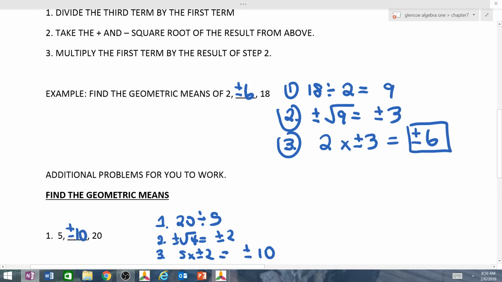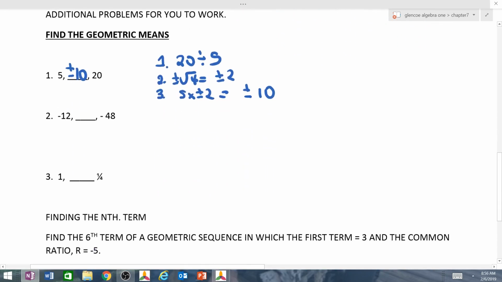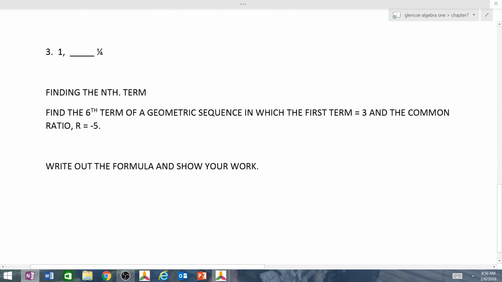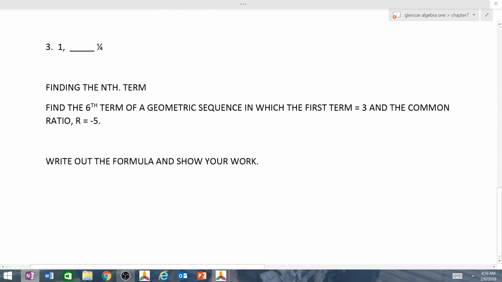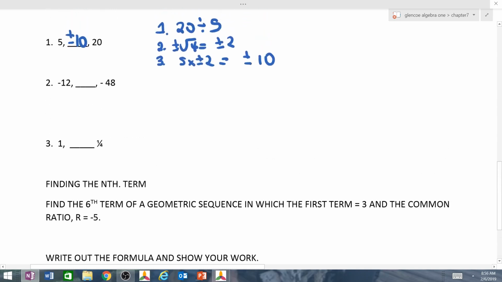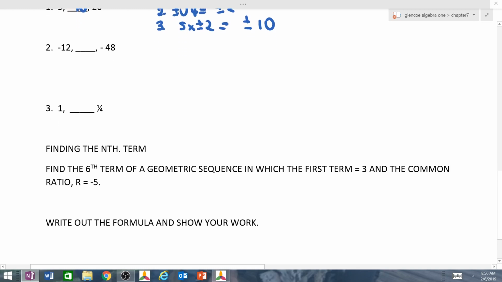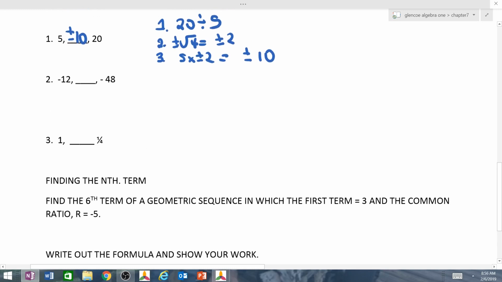Okay, so what I've given you here are some additional problems. You have 2 of those. You can include those in your homework for tonight. And then I've given you one more, find the nth term. So why don't you guys just go ahead and do these real quickly now, and we won't have to even grade them tomorrow. We'll just go ahead and make sure you all understand. So go ahead and find the geometric means of number 2 and 3, and then find the nth term of that problem right there. Alrighty.